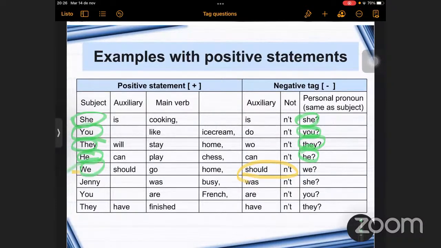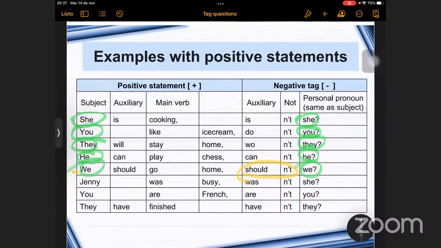For example, if we say, we should go home, shouldn't we? Correct. It makes sense. We should go home, shouldn't they? No, no, no, no. Use the same subject at the beginning and at the end, okay? It has to match.